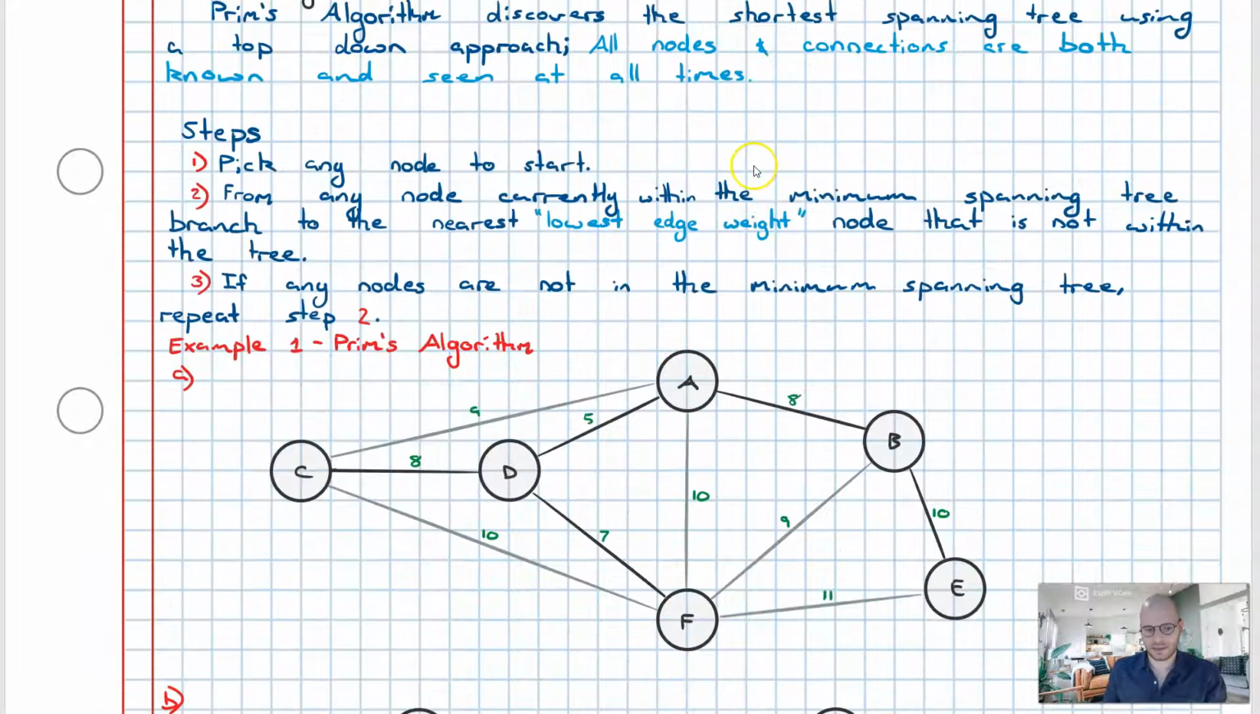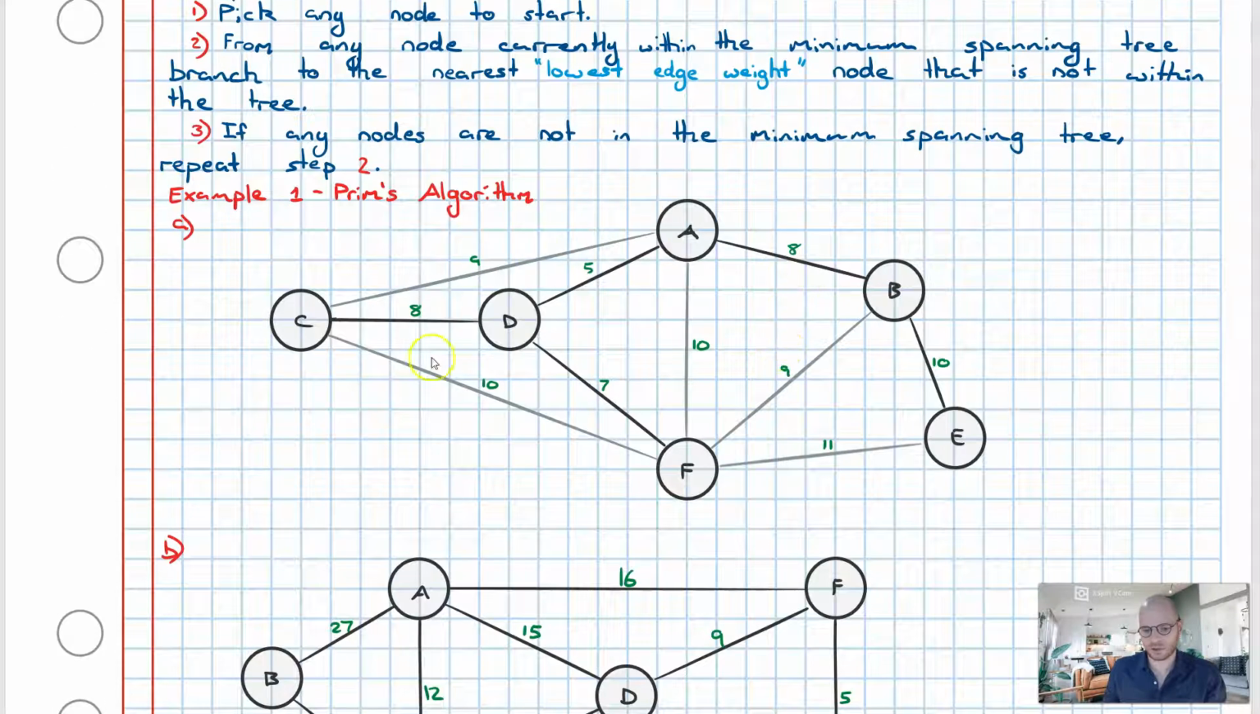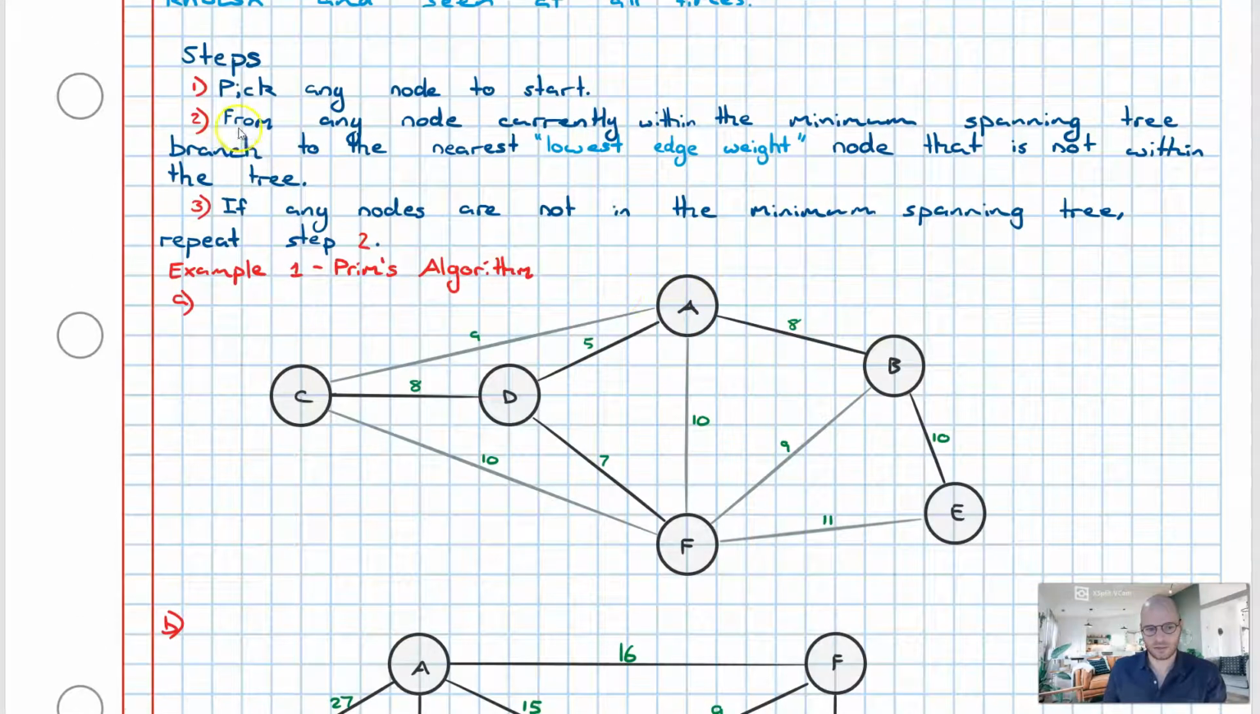To carry out this algorithm, we have three steps. The first step being, we simply pick any node to start at. It doesn't matter which node, we can just pick it arbitrarily. In this case, I'm going to pick node A. For step 2, from any node currently within the minimum spanning tree, branch to the nearest lowest edge weight node that is not within the tree.